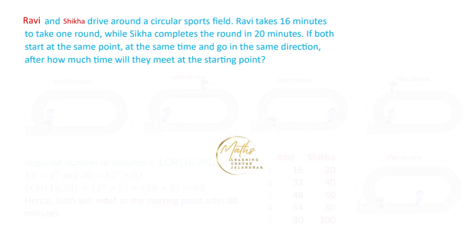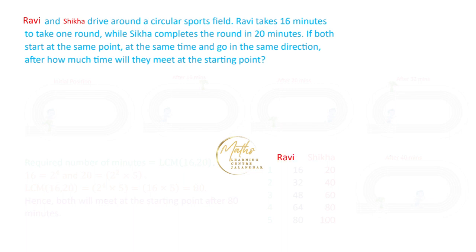Now the next question we have is: Ravi and Shikha drive around a circular sports field. Ravi takes 16 minutes to take one round, while Shikha completes the round in 20 minutes. If they both start at the same point at the same time and go in the same direction, how much time will they take to meet at the starting point?